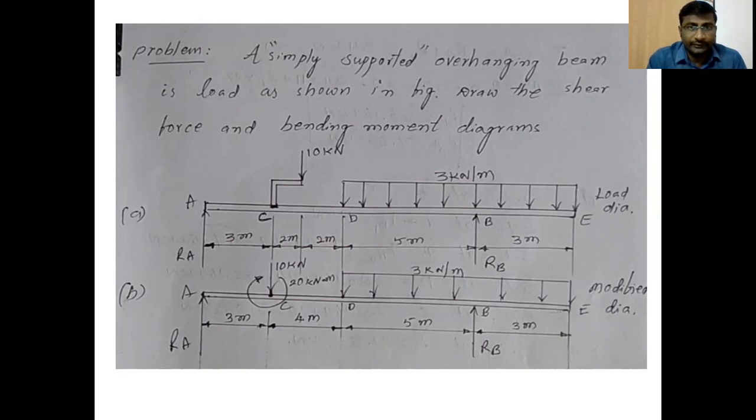Today I am going to explain the shear force and bending moment diagrams for an overhanging beam with a couple. In yesterday's class, we solved one problem with a couple, that is, a moment developed in the beam.